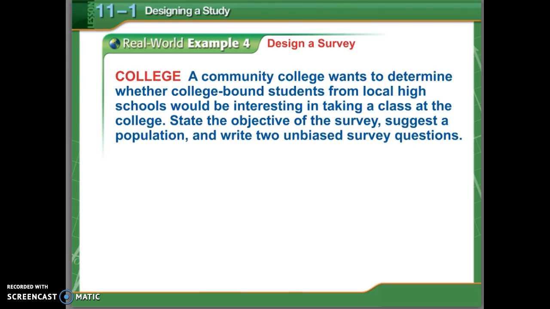Example 4, we're going to look at how to design a survey on a real-world problem. The scenario says a community college wants to determine whether college-bound students from local high schools would be interested in taking a class at the college. State the objective of the survey. What do they want to do? Suggest a population. Who should they ask? And write 2 unbiased survey questions.